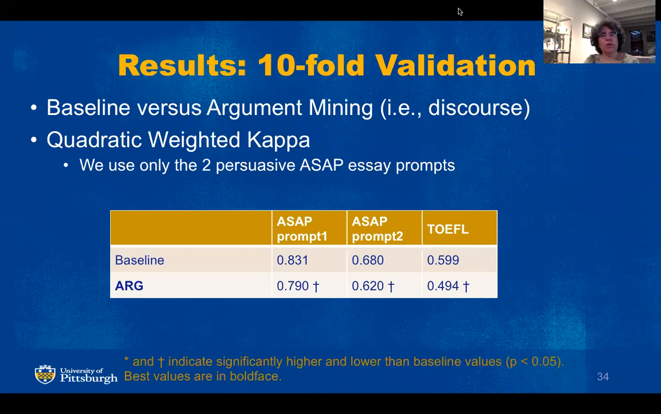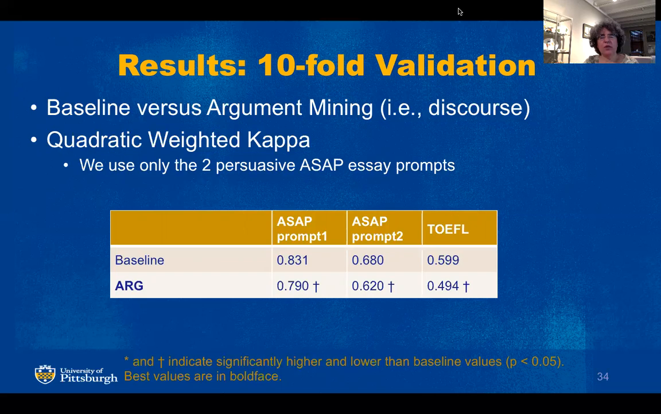So let's turn to the results. Our first experiment was interested in seeing, does discourse enhanced argument mining outperform the non-discourse baseline systems? For these evaluations, the evaluation metric is quadratic weighted kappa, which is the standard evaluation metric used in the essay scoring community. And here we can see the results for the two ASAP prompts and the average of the 8 TOEFL prompts.